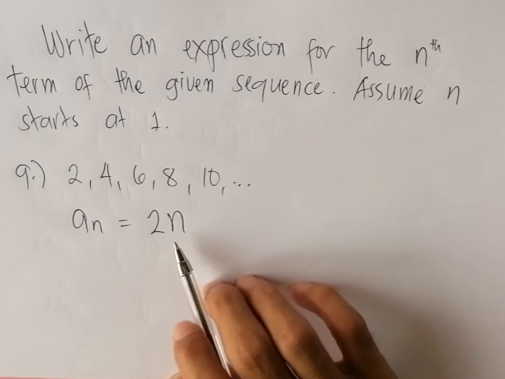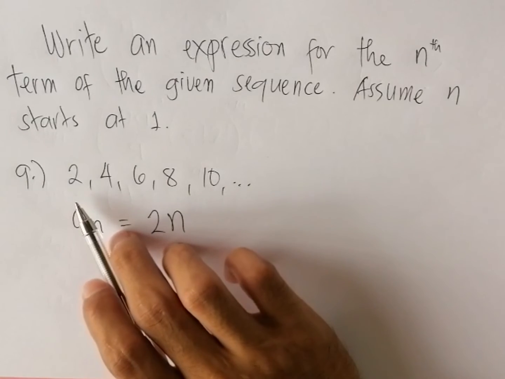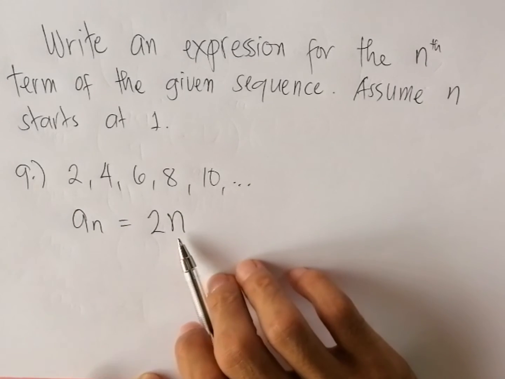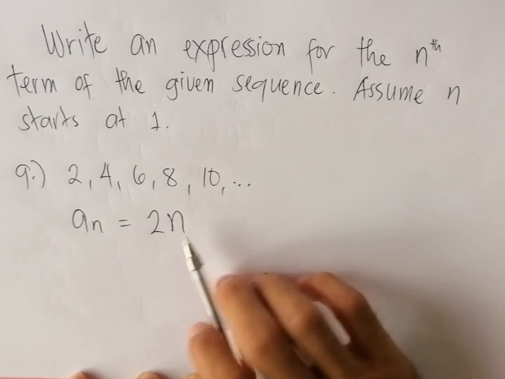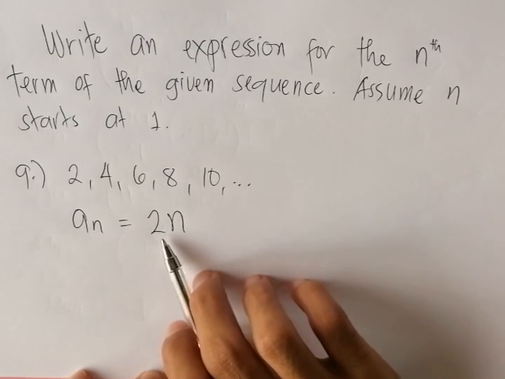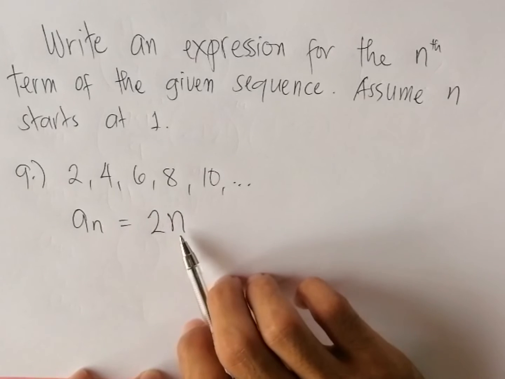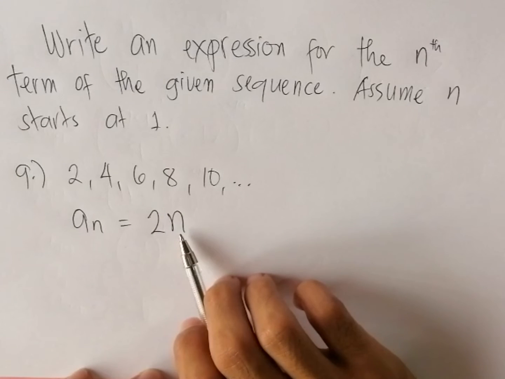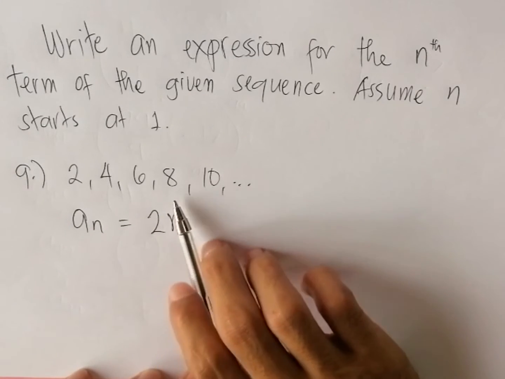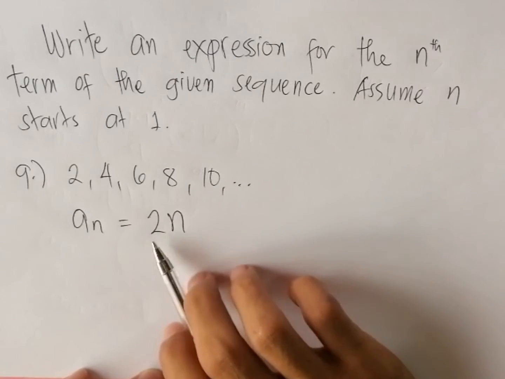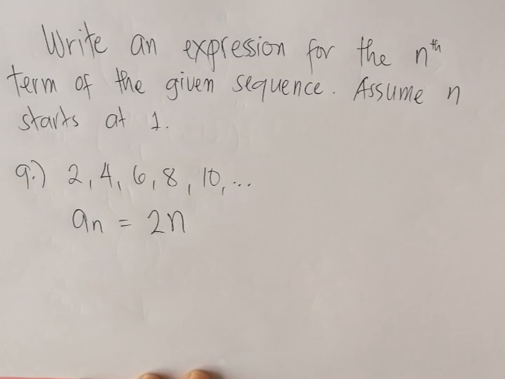Because if n is equal to 1, 1 times 2 is equal to 2. If n is equal to 2, that is 2 times 2, 4. If n is 3, 3 times 2 is 6. If n is 4, 4 times 2 is equal to 8. If n is equal to 5, 5 times 2 is equal to 10. So therefore, the expression for the nth term of this given sequence is a sub n is equal to 2n.